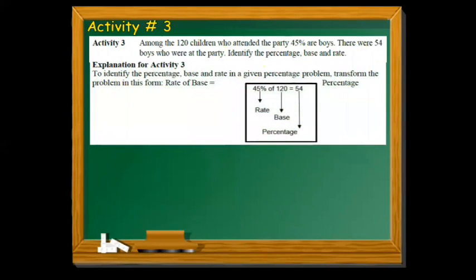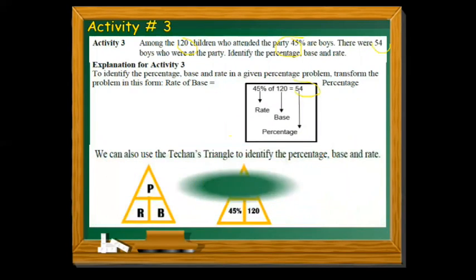Okay, so here's the explanation. So to identify the percentage, base, and rate in the given percentage problem, transform the problem into this form. Rate of base is equal to the percentage. Okay? So yung rate natin, we have the percent sign. Ayan. 45%. And then, yung ating base, yan yung total number ng mga children, 120. So, 45% of 120, the answer is 54. So, that's gonna be the 54. That's the percentage.